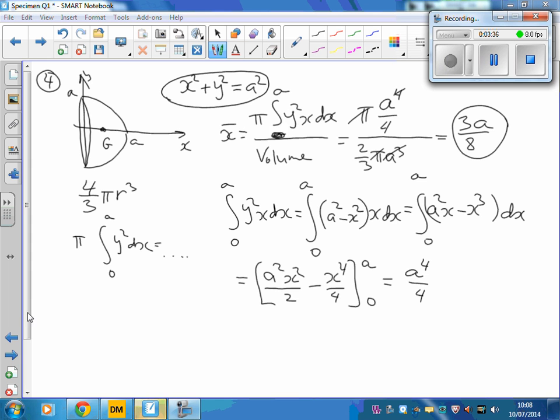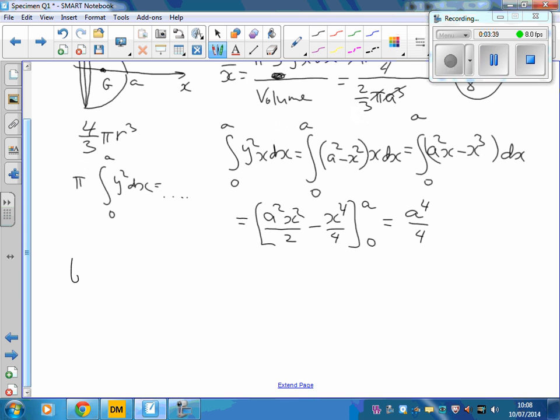Part B. To answer part B, let's draw a diagram first. So we know the position of the center of mass now. It's distance 3a over 8 from the flat edge.